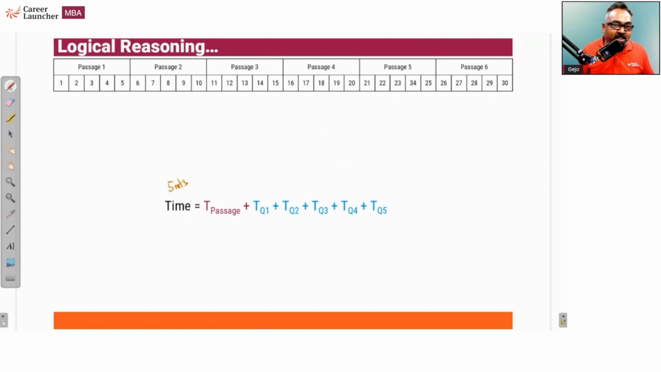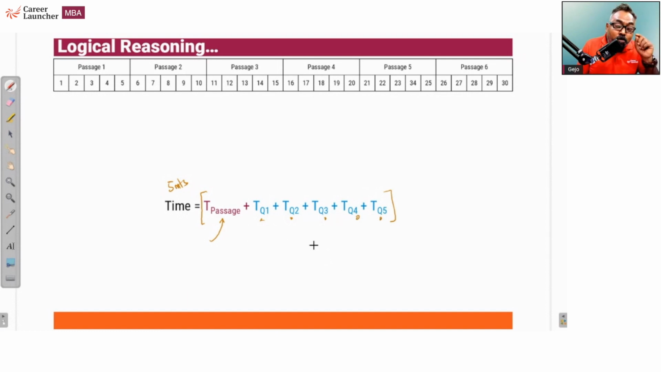Some passages may take 6 minutes to finish up. Some passages may take 4 minutes. Depends. On an average, about 5 minutes. That time is both things: time to read the passage, plus time to solve each of these individual questions.